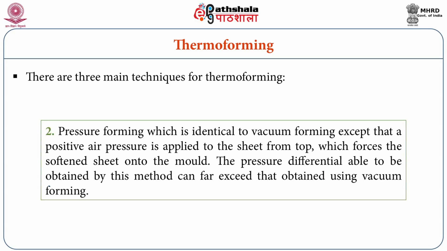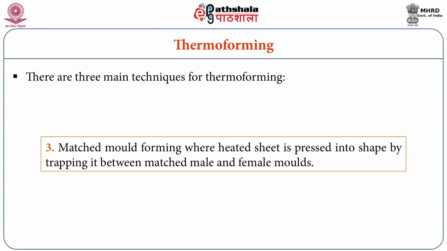Second one is pressure forming, which is identical to vacuum forming except that positive pressure is applied to the sheet from the top, which forces the softened sheet into the mold. The pressure differential obtainable by this method can far exceed that obtained using vacuum forming. Third one is matched mold forming, where the heated sheet is pressed into shape by trapping it between matched male and female molds.